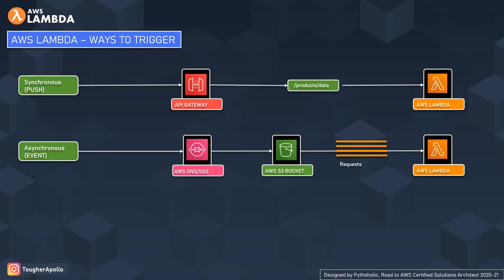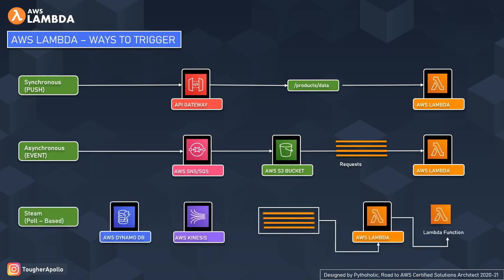And the same concept is followed the way we saw with SQS. Okay, so the third one is poll based, where you can see we have the Lambda polling for the changes from the Kinesis data streams, which is stored in the AWS DynamoDB, and once it receives the data, it will be processed by the AWS Lambda.